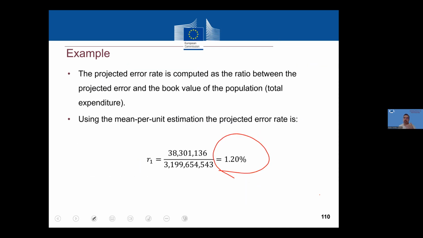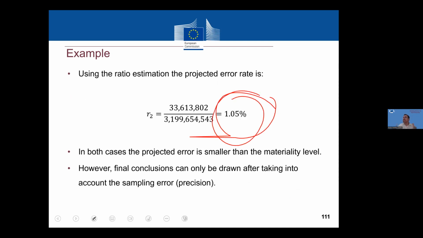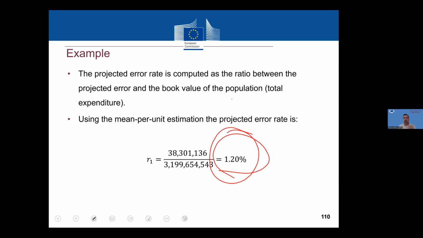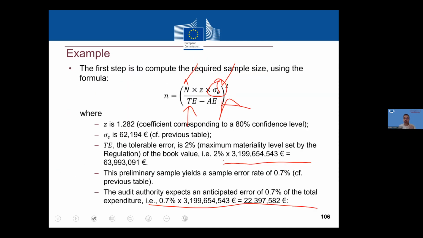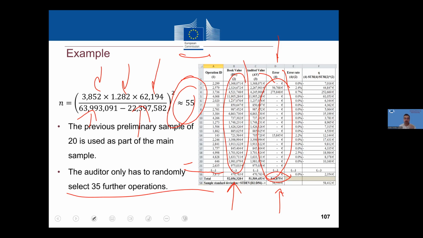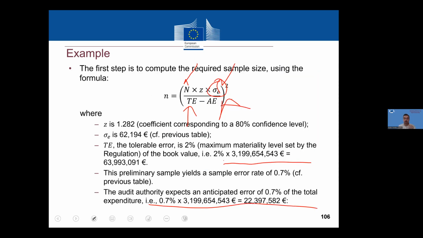What is the amount of error in this population? I don't know the exact value, but it is in the neighborhood of 1.1 or 1.2%. How much have I used for sample size calculation here? For sample size calculation, I have used an anticipated error of 0.7%. Will I get conclusive results? Of course not. Why? Follow me.